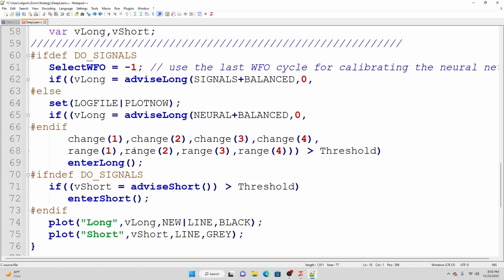Change 1 means the price of the current bar minus the price of the previous bar. But what we're saying here is that we are using the four previous values of the price action and the four previous values of the volatility to predict what's going to happen at the next bar.